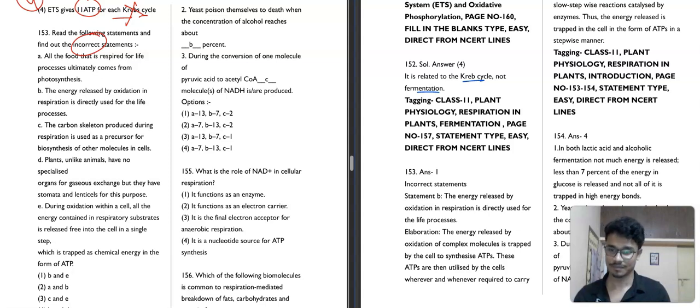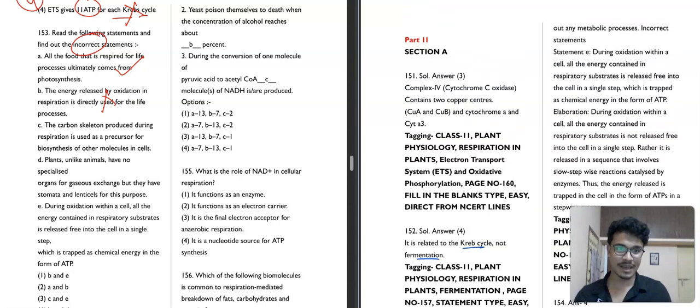First is saying that all the food that is required for life process ultimately comes from photosynthesis. Obviously, it is correct. Then the second statement: the energy released by oxidation in respiration is directly used for life processes. No, it is not correct, because the energy released by oxidation of complex molecules is trapped by the cell to synthesize ATPs. These ATPs are then utilized by the cells wherever and whenever required to carry out metabolic processes. So it is an incorrect statement.